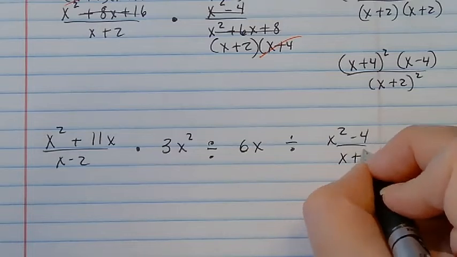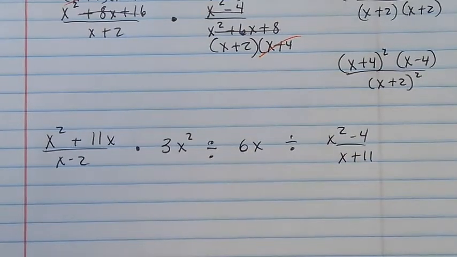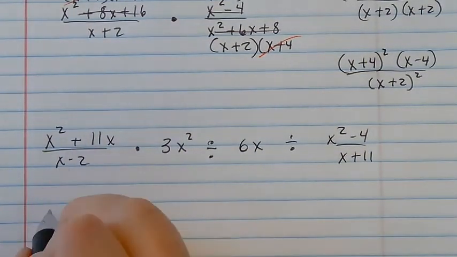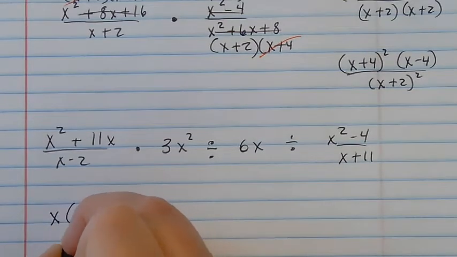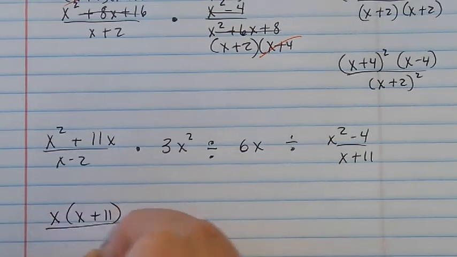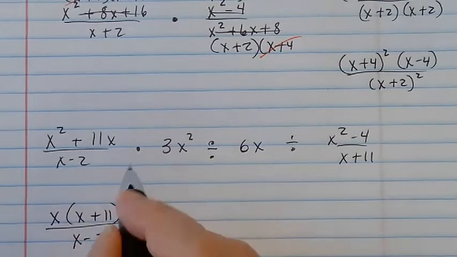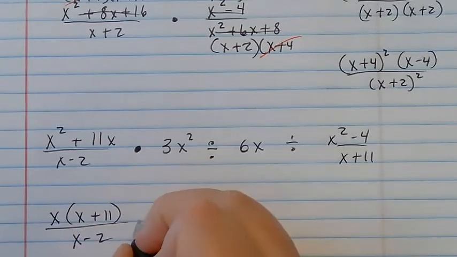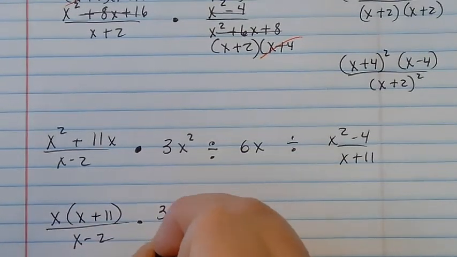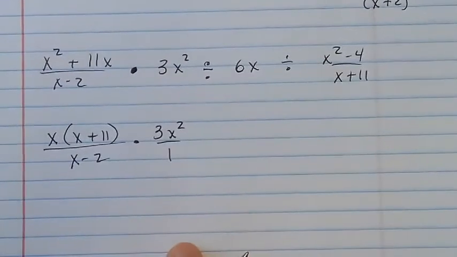So I've got lots of operations happening here. So I'm just going to go through and deal with each one. This one stays the same, but I'm going to go ahead and factor it as I move through. I'm going to take out an x and make it x times (x plus 11). This stays as x minus 2. This says times 3x squared. So the 3x squared goes in the numerator, 1 in the denominator.